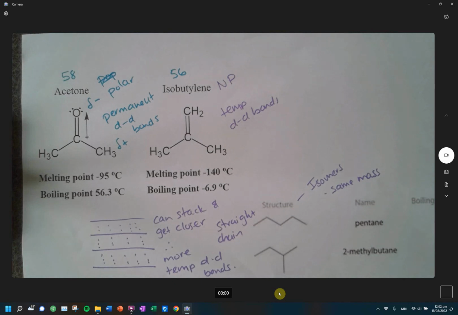So the temporary ones are more stronger. The permanent ones. Yeah. Oh, did I? Sorry. So the permanent ones are stronger and they're more likely to be there, whereas the temporary ones are less likely to be there and they're not as strong.